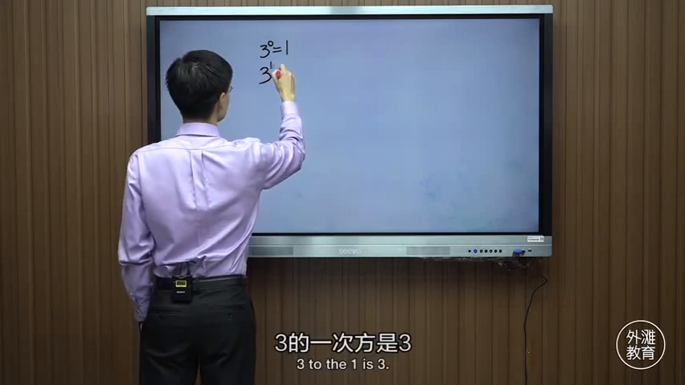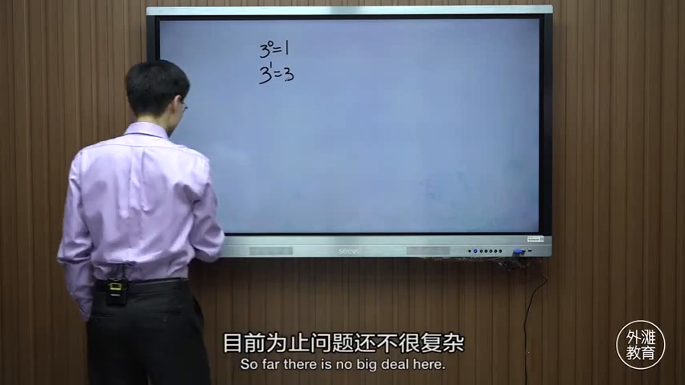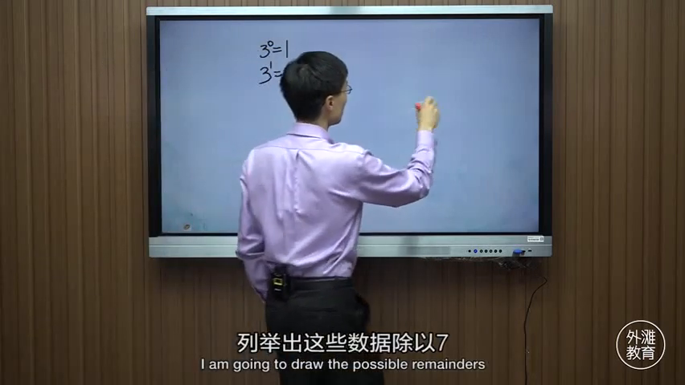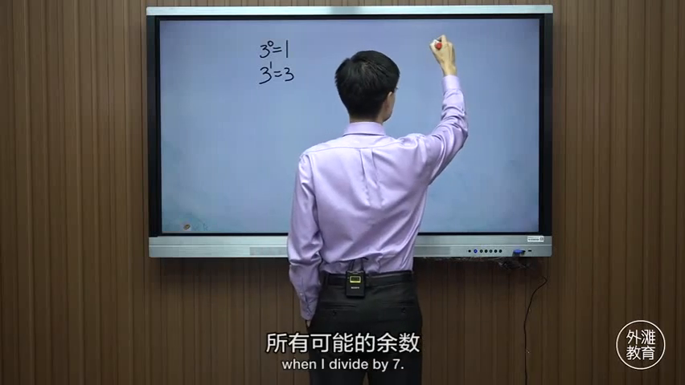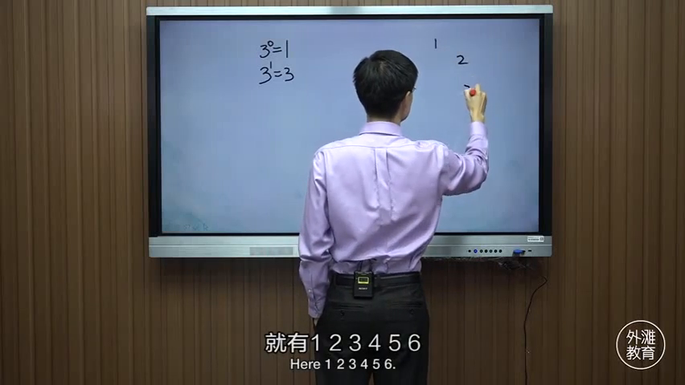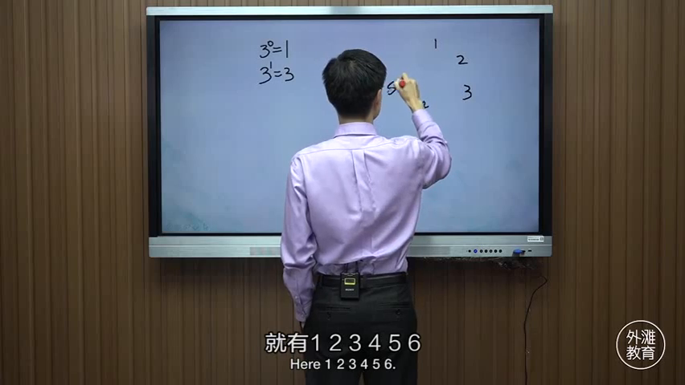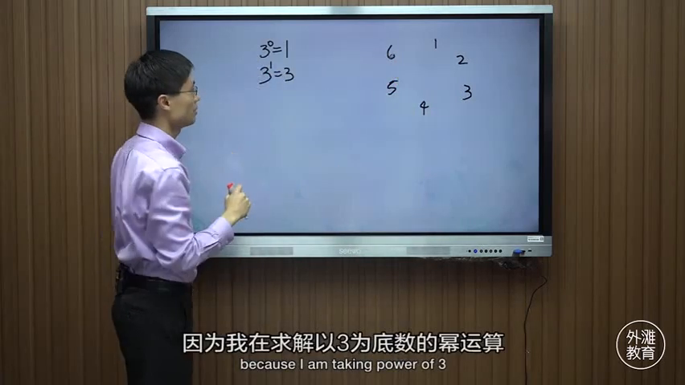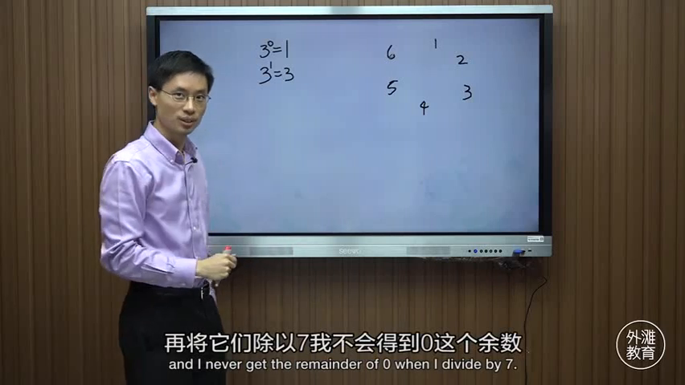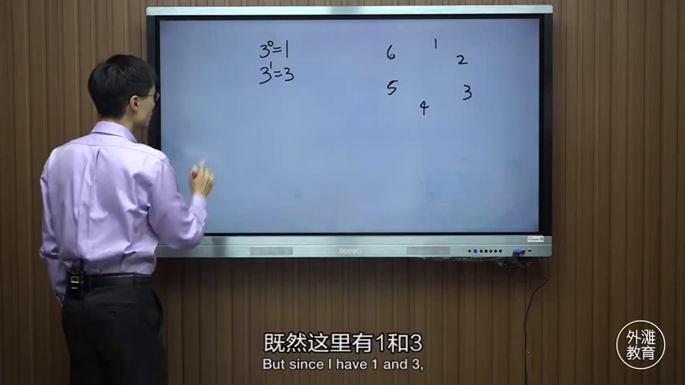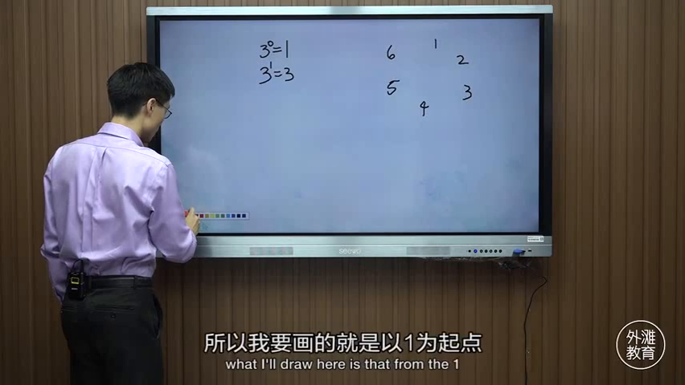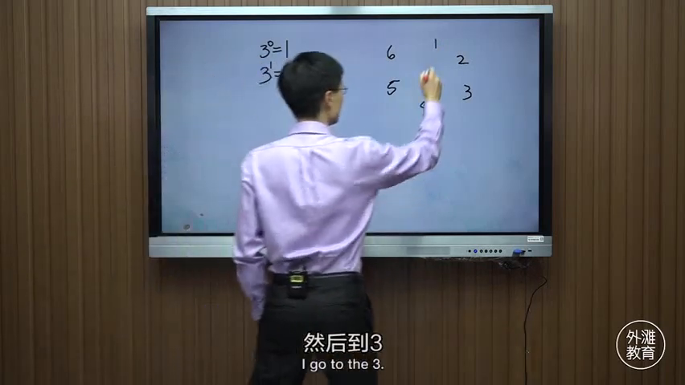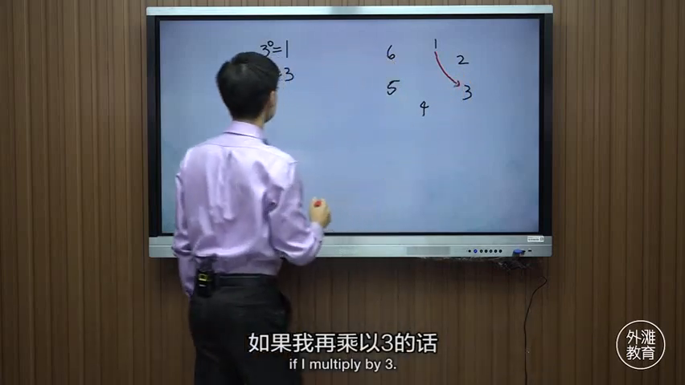3 to the 1 is 3. So far, there's no big deal here. But I'm already going to draw the possible remainders when I divide by 7 here. 1, 2, 3, 4, 5, 6. I'm not writing 0 because I'm taking powers of 3 and I'll never get a remainder of 0 when I divide by 7. But since I have the 1 and the 3, what I'll draw here is that from the 1, I go to the 3 if I multiply by 3.